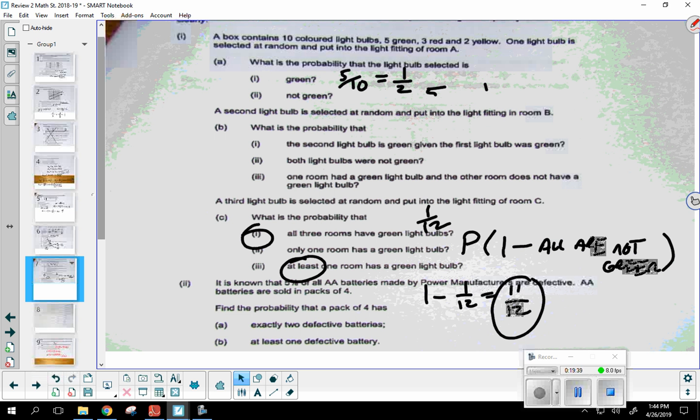The 1/12 came from this one. Now, C1 said that all 3 rooms have green light bulbs, but the probability would be exactly the same of all 3 rooms not having a green light bulb. That's only why, because there's 5 non-green and there's 5 green. We're basically eliminating red and yellow, just combined. So basically, I took out the one branch, where all of them are not green, and then just subtracted that from 1, to 100%.